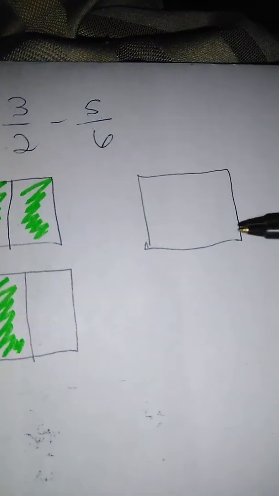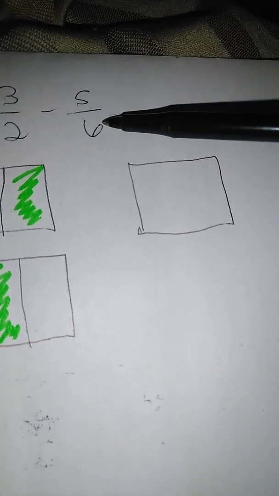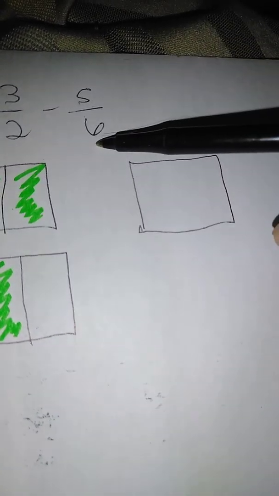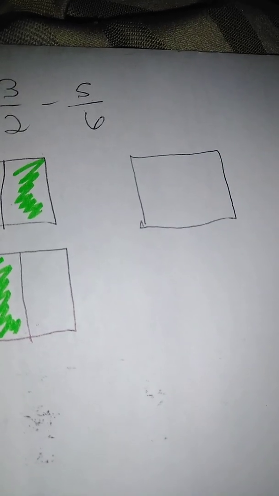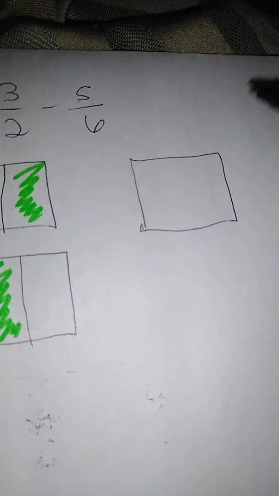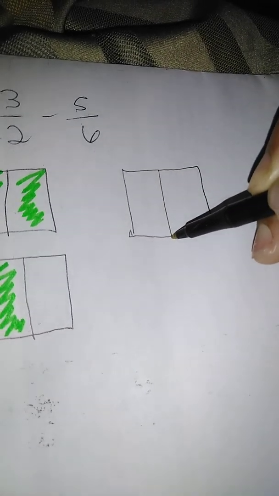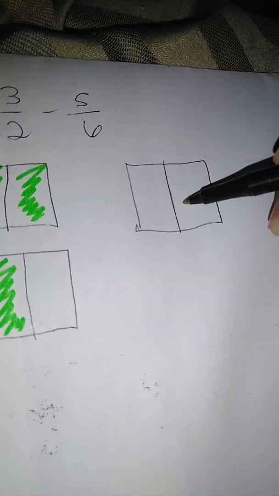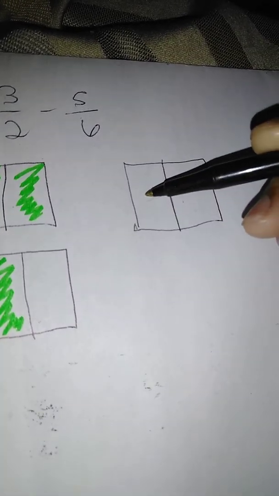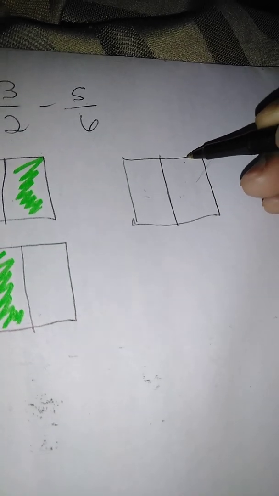Now, for this area model to represent 5/6, I have to divide the box into 6 pieces. The denominator tells you how many parts make a whole, and the numerator tells you how many parts are shaded in. So that would be 5 of the 6 pieces. So let's divide our box into 6 pieces, or 6 sections. Now, if I divide it into 2, I know that 3 plus 3 equals 6, so each section has to be divided into 3 parts.